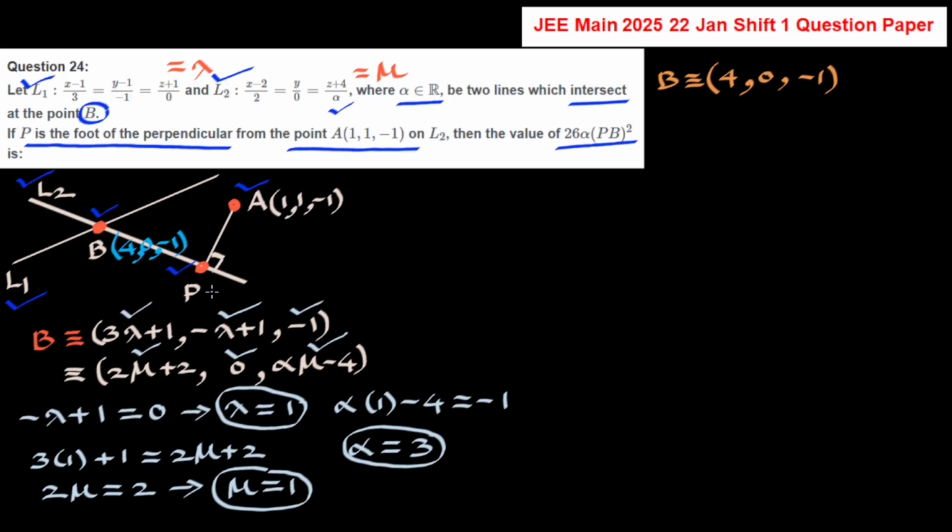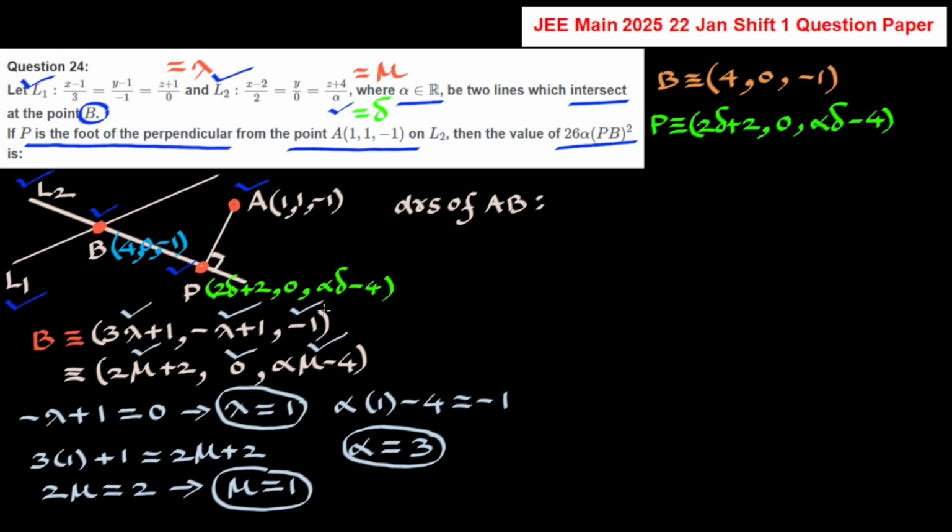P is given to be foot of the perpendicular from point A on line L2. Now let us assume each ratio in the equation of line L2 be delta. Therefore, coordinates of foot of perpendicular P will be of the type 2 delta plus 2, 0, alpha delta minus 4. We write it here. Now drs of AP will be 2 delta plus 2 minus 1, 2 delta plus 1, 0 minus 1, minus 1, alpha delta minus 4 plus 1, alpha delta minus 3.